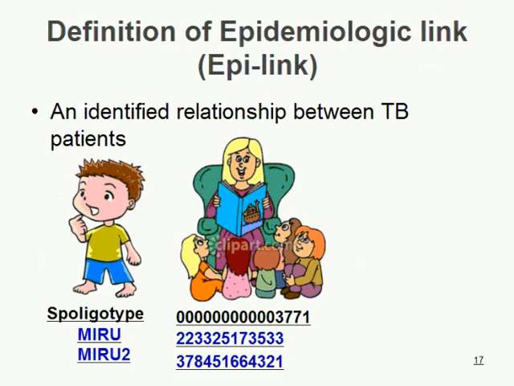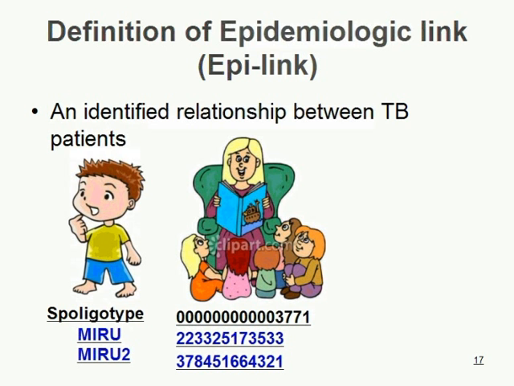And in that case, we use epidemiologic links, or what's commonly known as an epi link, which is an identified relationship between TB patients. So in this case, we have a small child who goes to daycare who has active TB and a positive culture. And that child's isolate matches the isolate from the daycare teacher. So probably this link might have been found out through contact investigation, because the source case investigation around the child might have been conducted.